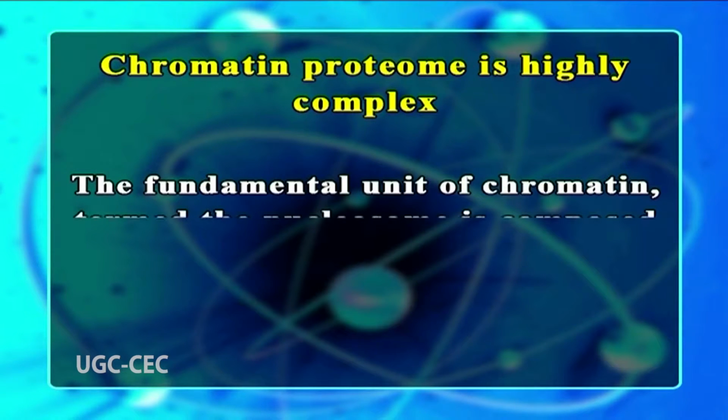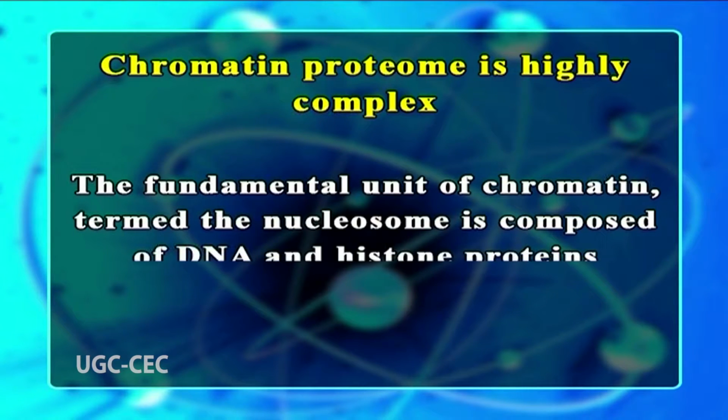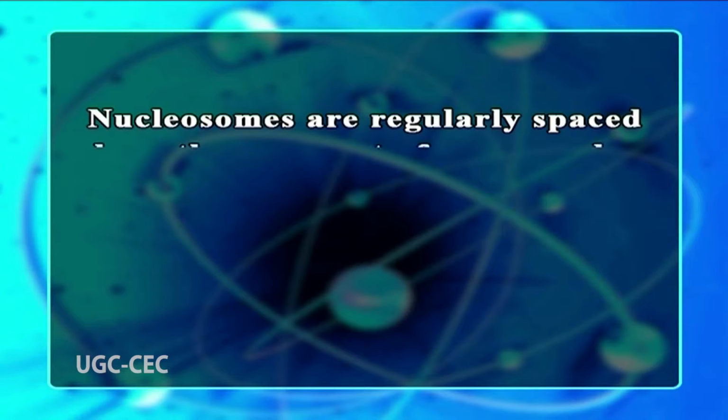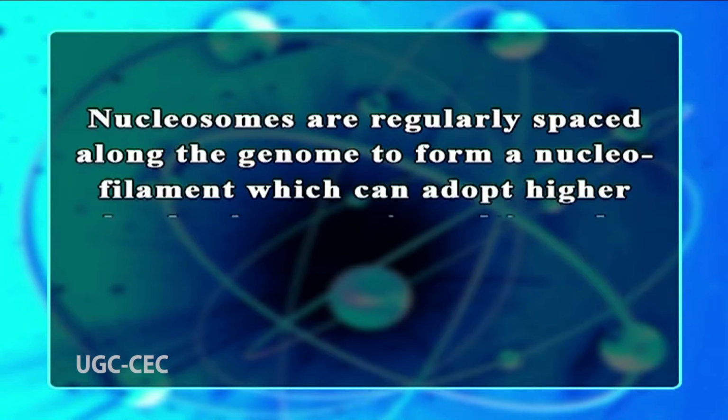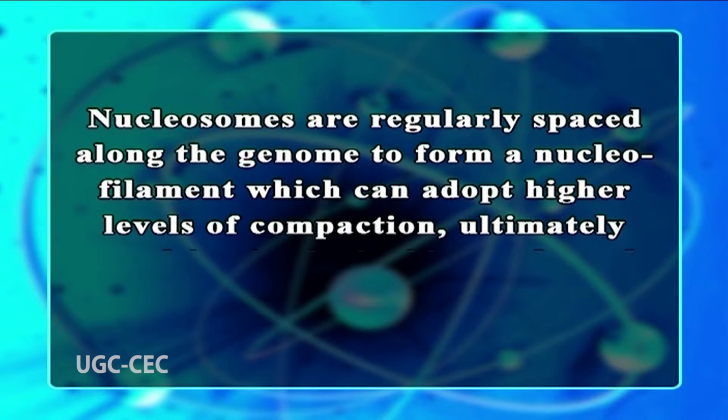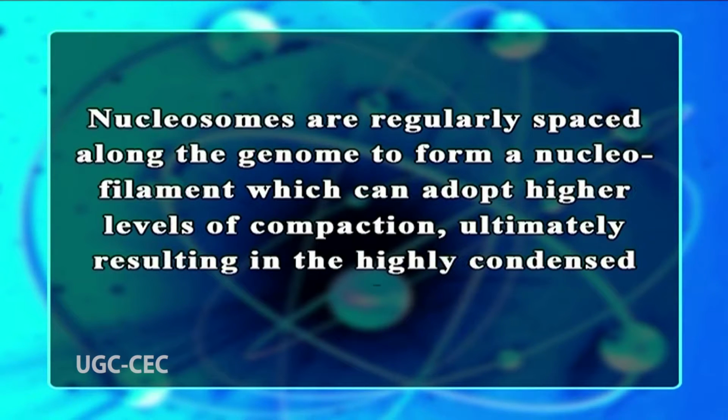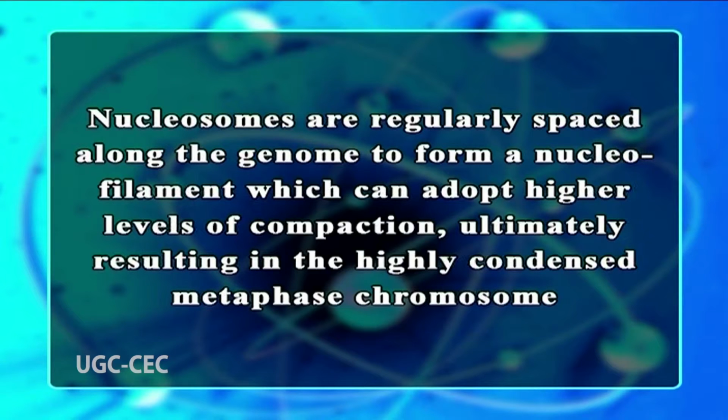The fundamental unit of the chromatin is termed the nucleosome, which is composed of DNA and histone proteins. This structure provides the first level of compaction of DNA into the nucleus. Nucleosomes are regularly spaced along the genome to form the nucleofilament, which can adopt a higher level of compaction, ultimately resulting in the highly condensed metaphase chromosome.